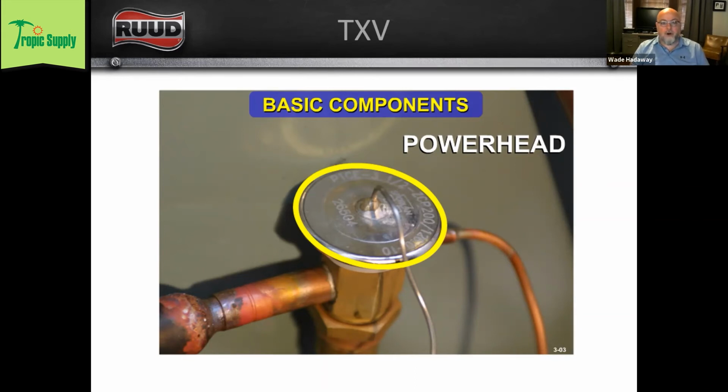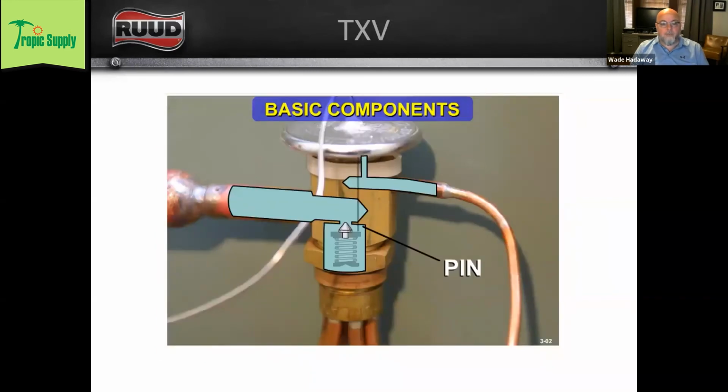Okay, so again, here's our expansion valve. There's the power head, and you can see in this graphic that inside the power head, there's a diaphragm, and I have a drawing of it. There's a diaphragm that flexes based on pressure. So we've got the pressure from the sensing bulb pushing down on the diaphragm of the power head. That pushes down on that push rod, which pushes down on this pin and changes the size of this gap here. And that's how the expansion valve works.